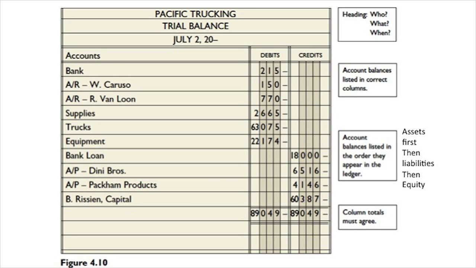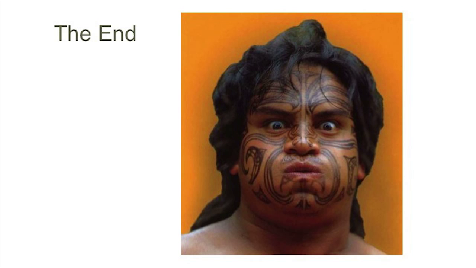Notice that the 2 columns are equal, or in accounting terminology, the 2 columns agree. You do not have a correct trial balance if your 2 columns do not agree. This is the end of the trial balance section.